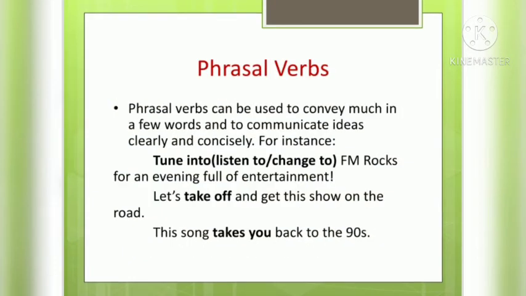The next section, phrasal verbs. As we all know, phrasal verbs can be used to convey much in a few words and to communicate ideas clearly and concisely. So the reason why we selectively make use of phrasal verbs is that they take up only a little space and help to communicate ideas clearly and concisely.